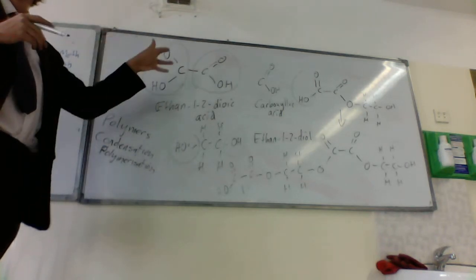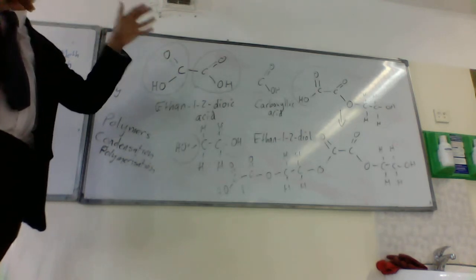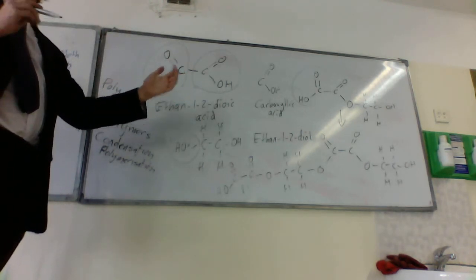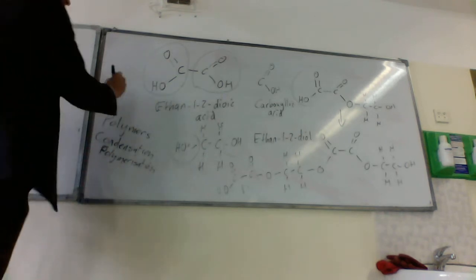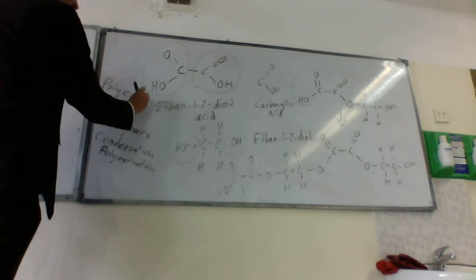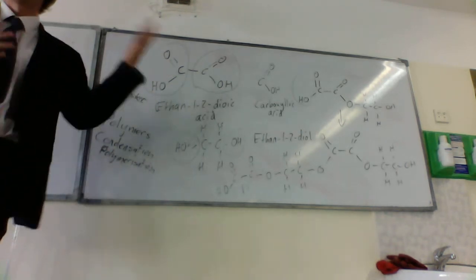It's carboxylic acid and an alcohol reacting to form an ester. So it's called polyester. Exactly. And that is how polyester is made.